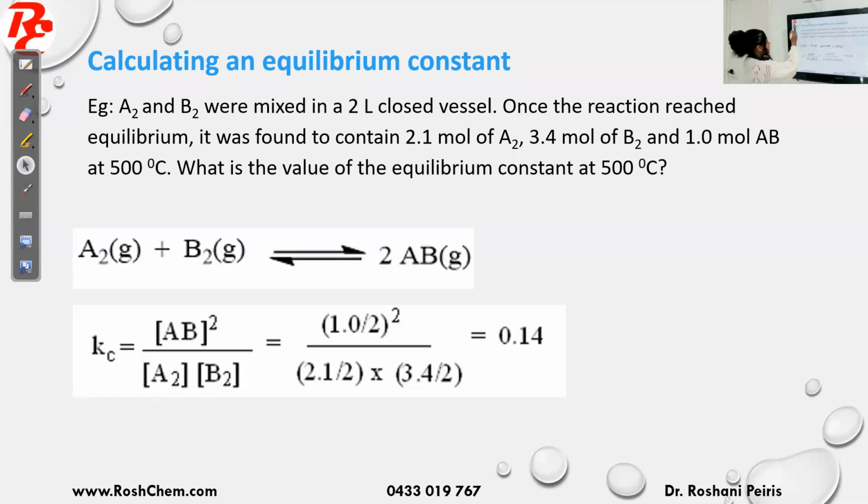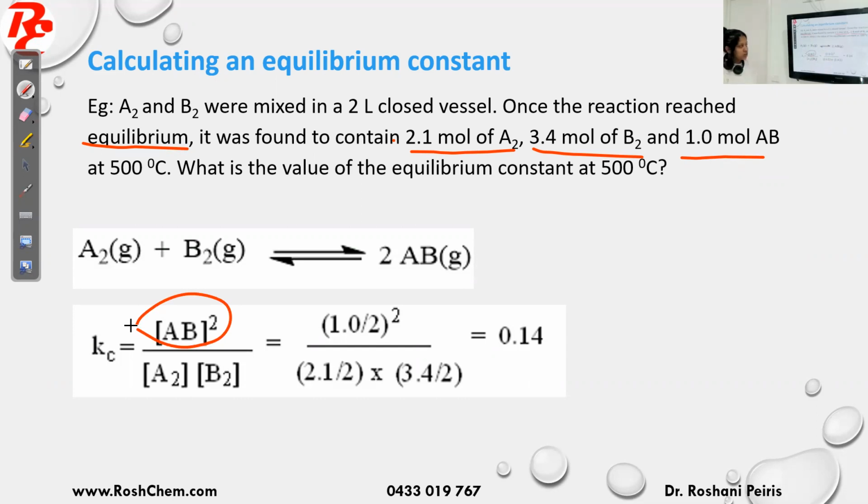The first thing to look at is whether the given amounts are at equilibrium or not. In this question, it says once the reaction reached equilibrium, it was found to contain, which means 2.1 moles of A2, 3.4 moles of B2 and 1 mole of AB are all at equilibrium. In the Kc expression, all the concentrations must be at equilibrium. So I first look at the equation and write the Kc expression, which is AB squared, because you have 2AB, divided by A2 times B2.